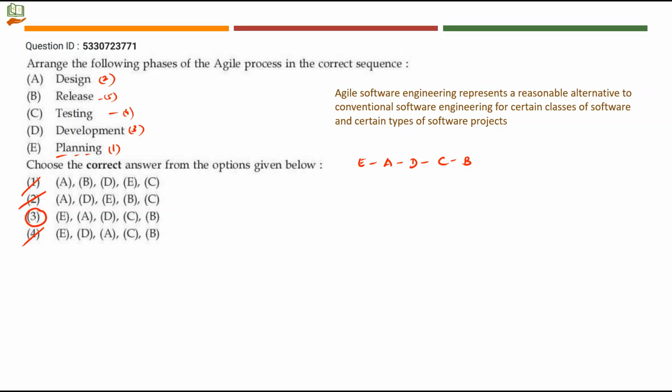Whether it is agile process or something else, a software development process will undergo all these phases. Generally, you have to know which phase will come first and which phase will come next. Even if you have that basic idea, you will be able to answer this question.